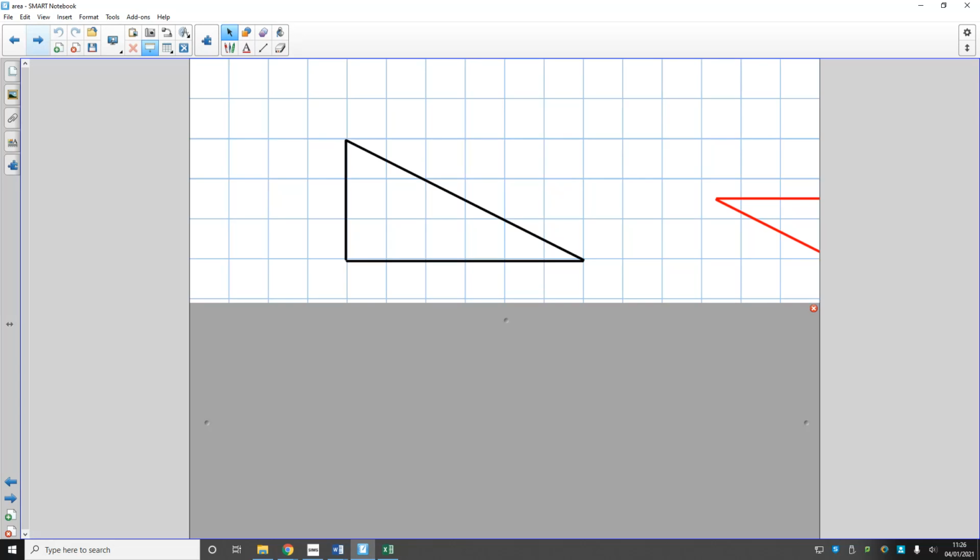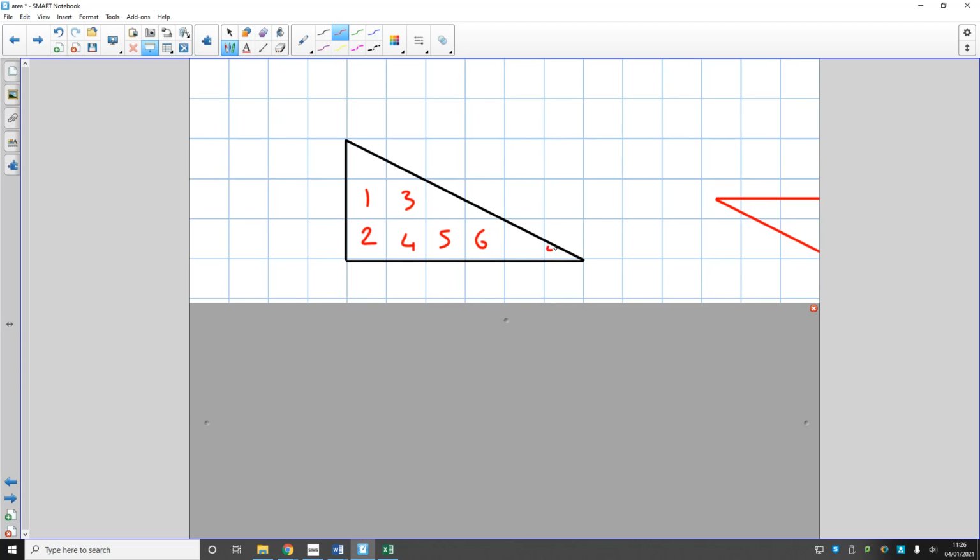If you remember back to last time, we were able to find the area of a rectangle by either counting the squares inside the rectangle or by multiplying the length by the width. If we go back to the counting squares method, it's really awkward for this triangle because not all the squares are whole squares. So this here is a whole square, so I can count that as 1, 2, 3, 4, 5, 6 whole squares.